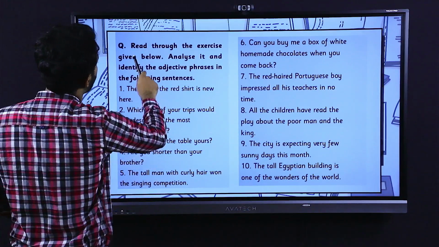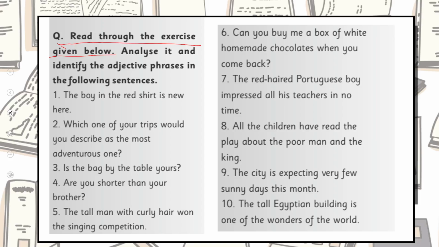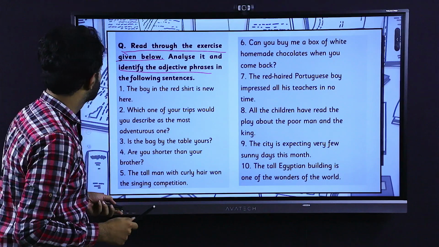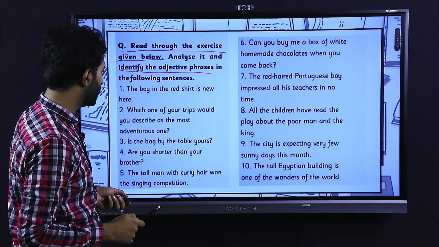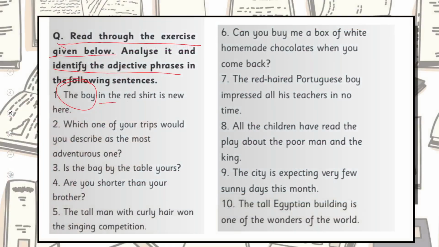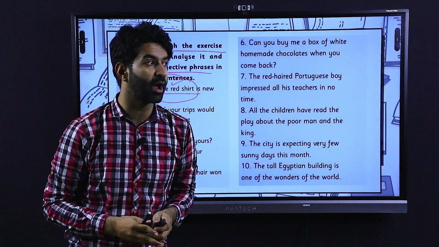Okay, we have to read through the exercise given below and analyze it and identify the adjective phrase. So what are the adjective phrases in these different sentences? The boy in the red shirt is new here. This is our noun, in the red shirt. Red is our adjective, so it means this is our adjectival phrase. So you can solve the rest of the questions by yourself.